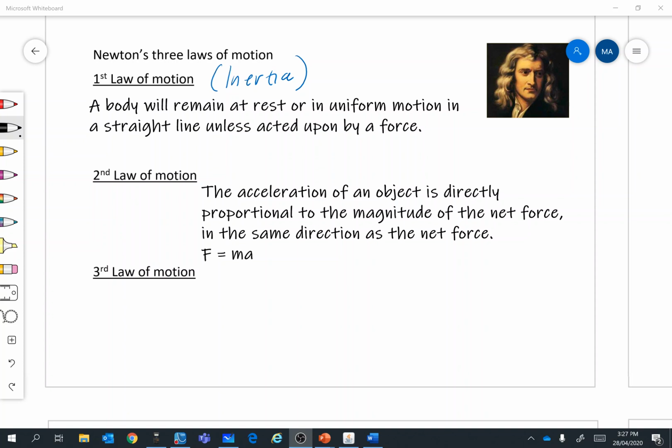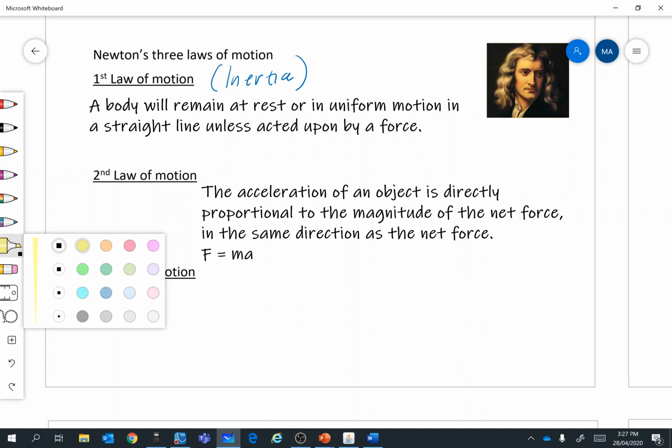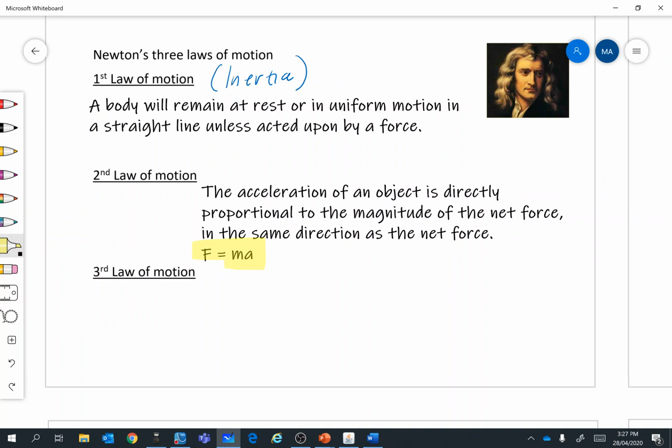In a nutshell, what this boils down to is that if you apply a force to an object, so let's say you push something forwards, then it will accelerate in that direction. So if you push an object forwards, it will accelerate forwards. And the important thing for you to remember for our course is that this all boils down to this equation, that force is equal to mass times acceleration. That's what's really important about this.